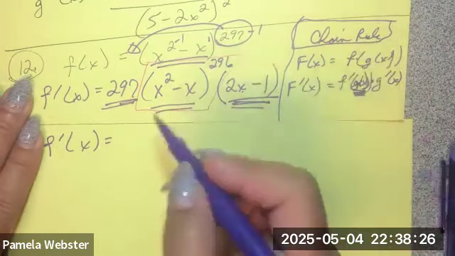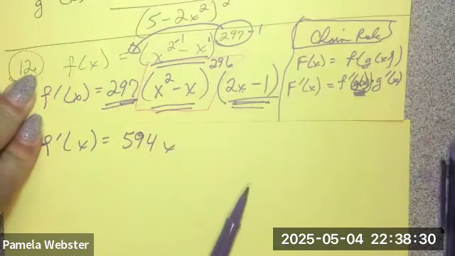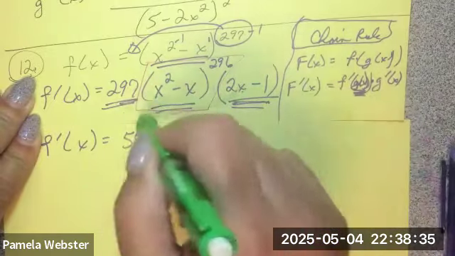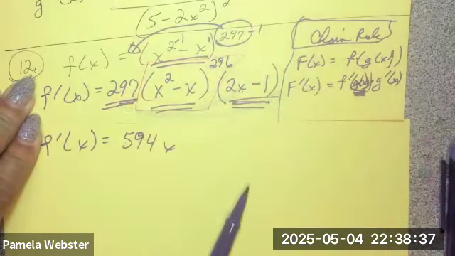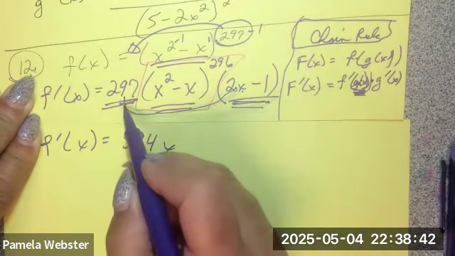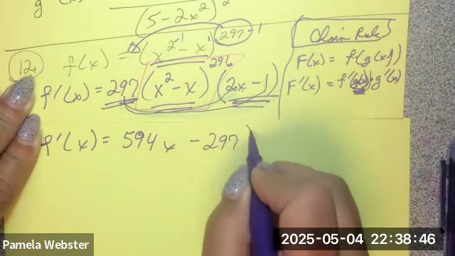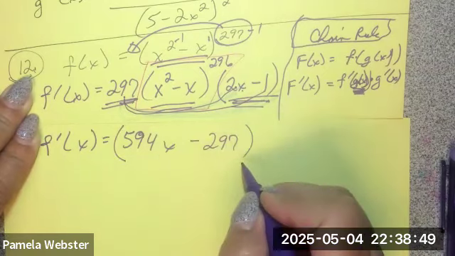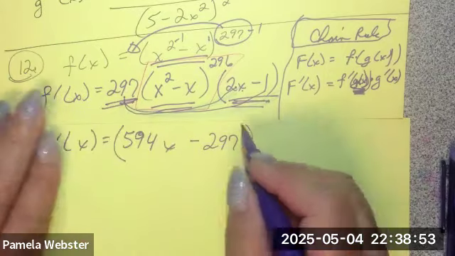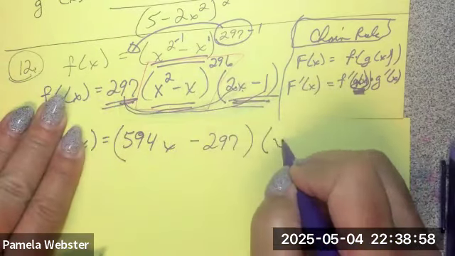297 times 2 is 594x. So I am distributing the 297 into that second set of parentheses, right? So 594 right here, x minus 1 times 297. Put that in parentheses, please. It's not just going to be the 297 times this stuff. All of this is being multiplied. So put it in parentheses.